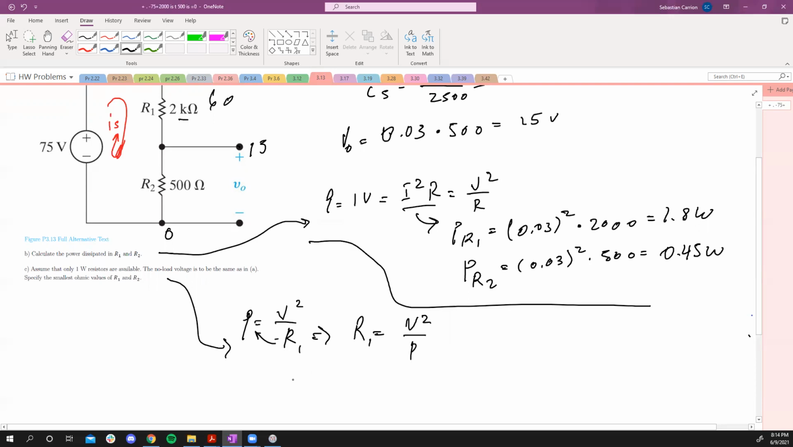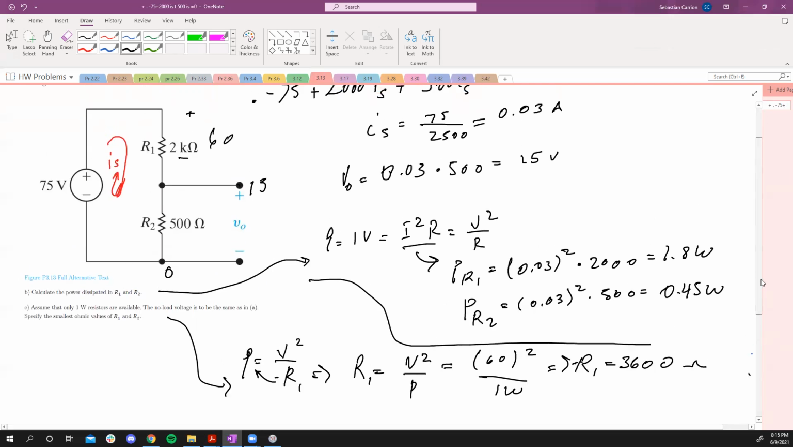I'm gonna call this R1. Since it's the first resistor, let's do that first. So we know the potential across R1 is 60, right? And we know our power has to be less than 1 watt. So let's just say this is 1 watt. So we know R1 has to be equal or greater than 3,600 ohms, right?